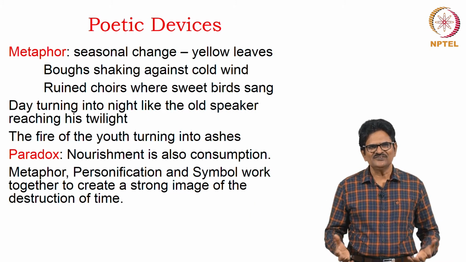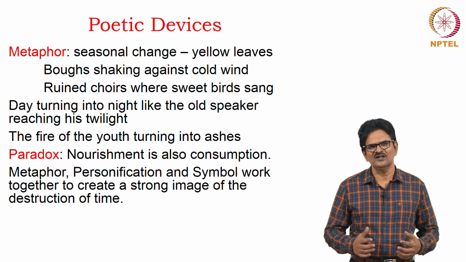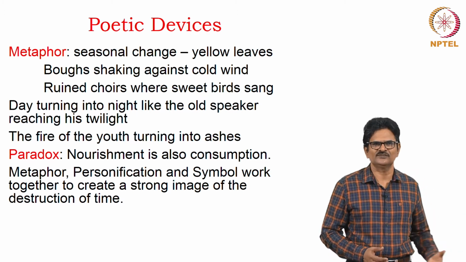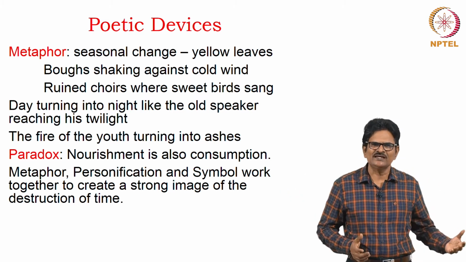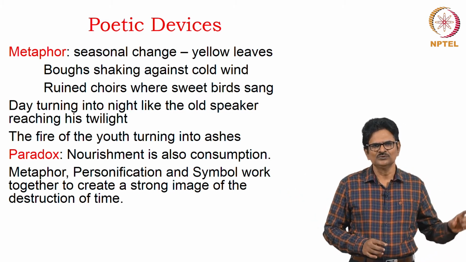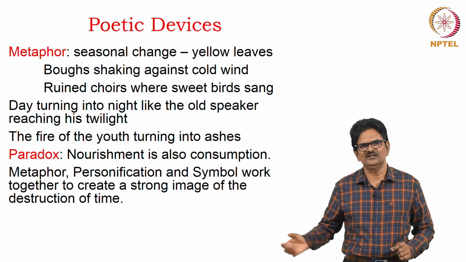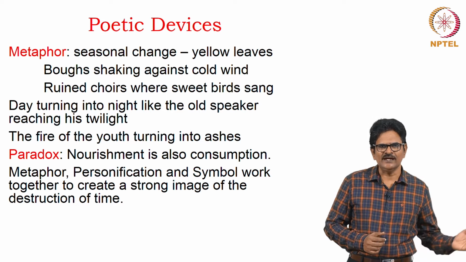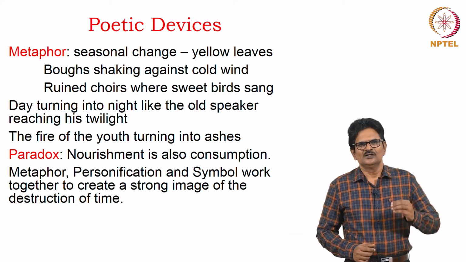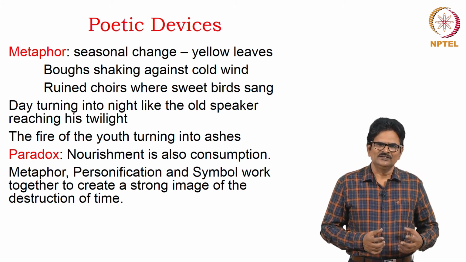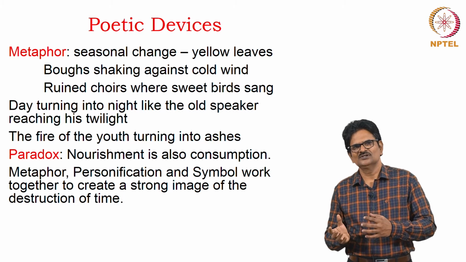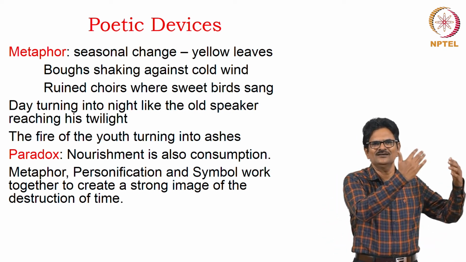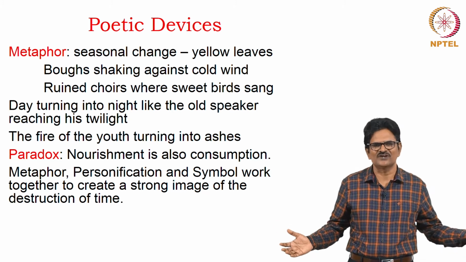We find metaphor predominantly throughout the poem because it uses a number of images. It deals with the seasonal change in yellow leaves, boughs in trees shaking against cold wind, and also it refers to ruined choirs in a church probably where sweet birds sang. The day changes into night like the old speaker, turning into twilight, and also we find the fire of the youth is changed to the ashes of old age. So, physically and naturally the change takes place from birth to death.